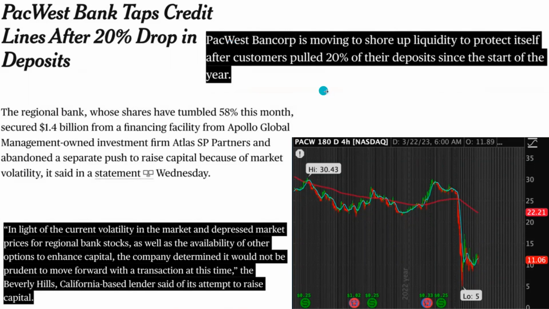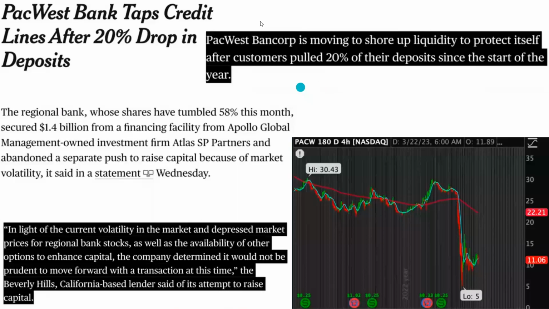Now, the regional bank whose shares have tumbled 58% this month secured $1.4 billion from a financing facility from Apollo Global Management-owned investment firm Atlas SP Partners and abandoned a separate push to raise capital because of market volatility, it said in a statement Wednesday. In light of the current volatility in the market and depressed market prices for regional bank stocks, as well as the availability of other options to enhance capital, the company determined it would not be prudent to move forward with the transaction at this time, the Beverly Hills, California-based lender said of its attempt to raise capital.